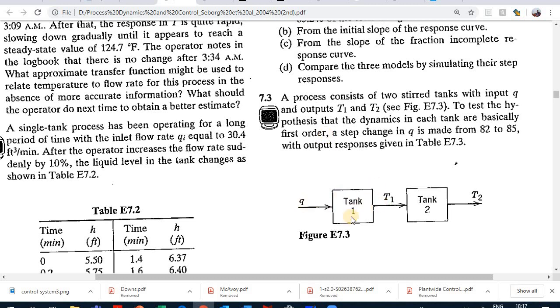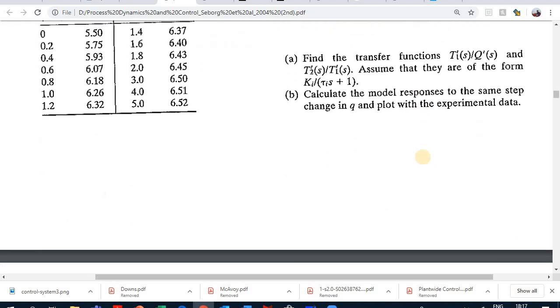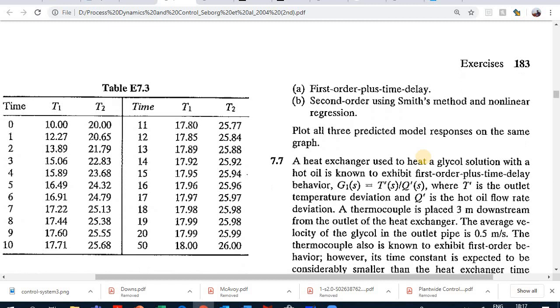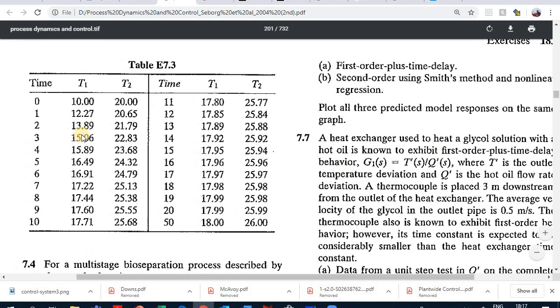So it's first order T1 to Q and then T2 to T1. A step change in Q is made from 82 to 85 with output responses given in E7.3. So where are my responses? Okay, here are my responses.